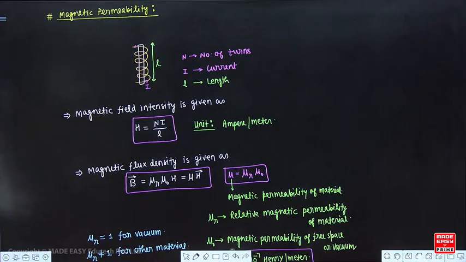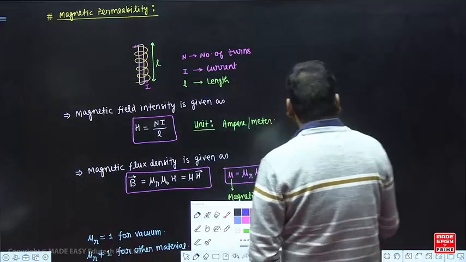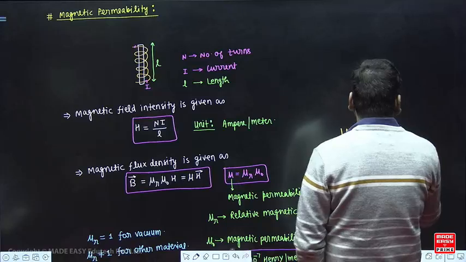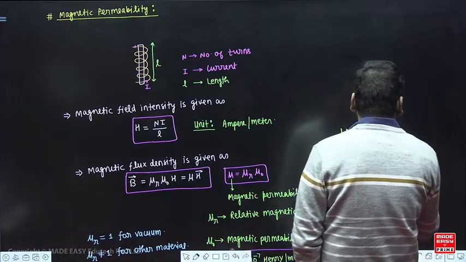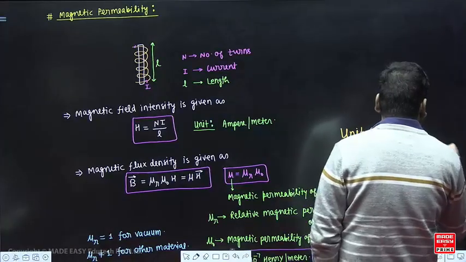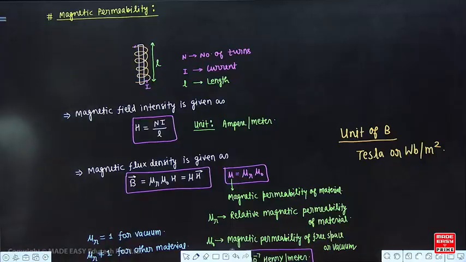जो B की यूनिट होती है, मैग्नेटिक फ्लक्स की यूनिट, वो टेस्ला है. यूनिट ऑफ B, दिस इज टेस्ला, या इसे वेबर पर मीटर स्क्वायर भी कहते हैं. वेबर, WB पर मीटर स्क्वायर. बोथ आर सेम.